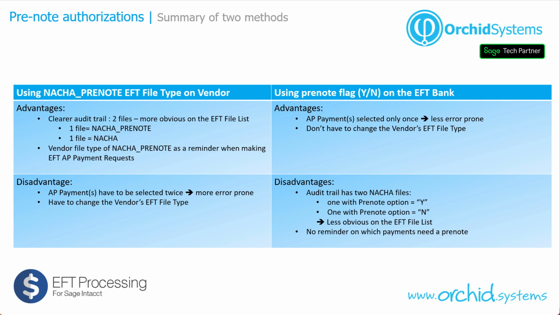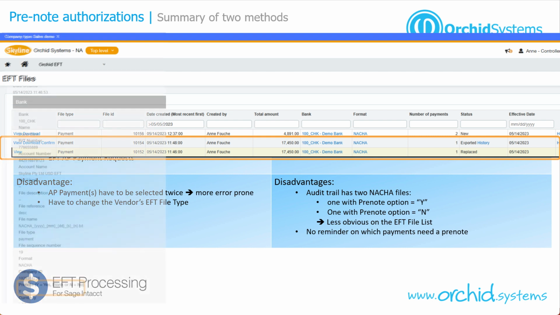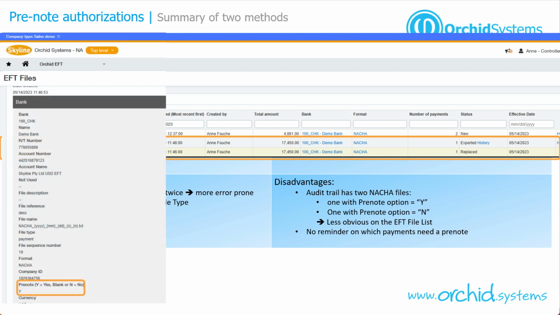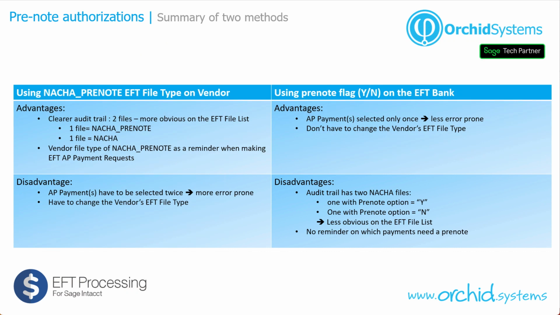But using the pre-note flag yes and no on the EFT bank, the AP payments only need to be selected once. But on your audit trail, you'll have two files with the Nacha type, and if you look in the details, one says the pre-note option was yes, and one says the pre-note option is no, but it's a little less obvious on the EFT file list. And when you come to make the payments for these vendors, there's no reminder on which payments or vendors need a pre-note file.